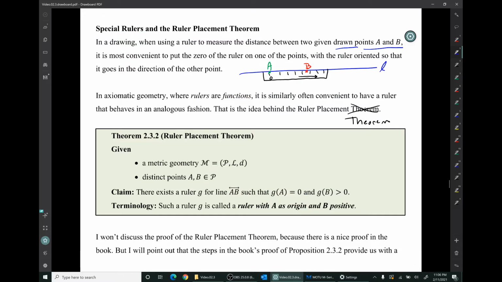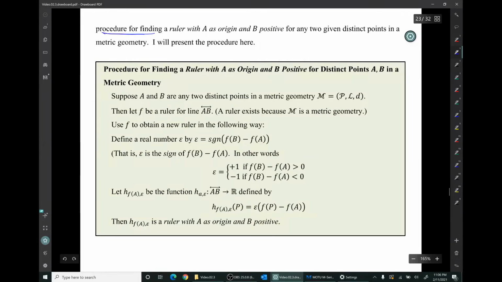I won't discuss the proof of the ruler placement theorem because there's a nice proof in the book, but I will point out that the steps in the book's proof provide us with a procedure for finding a ruler with A as origin and B positive for any two given distinct points in a metric geometry. I'll present the procedure here. So here's the procedure for finding a ruler with A as origin and B positive for distinct points A and B in a metric geometry. So in other words, the procedure for finding one of those special rulers.